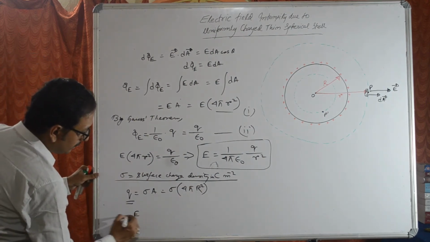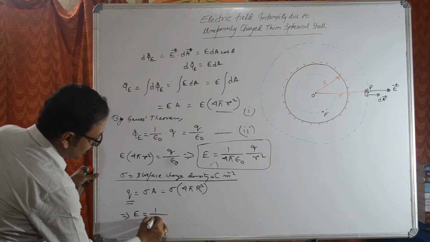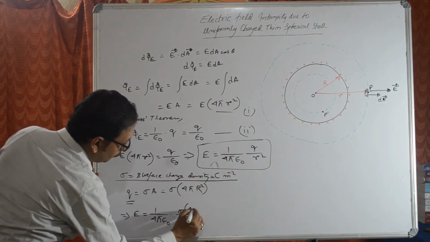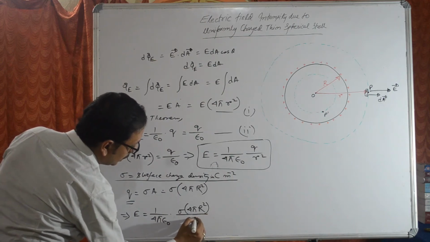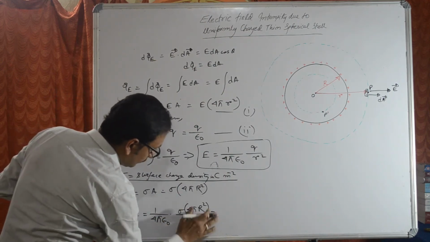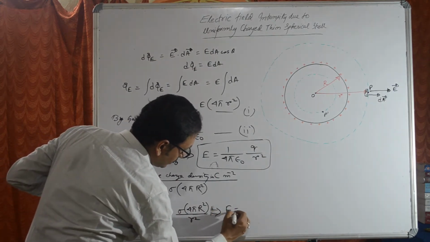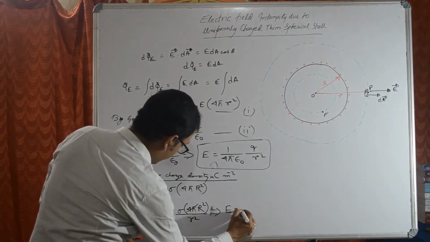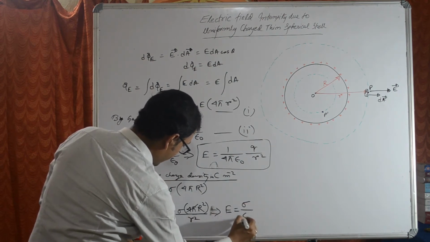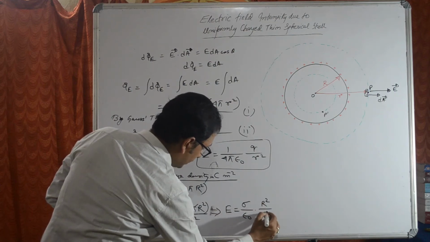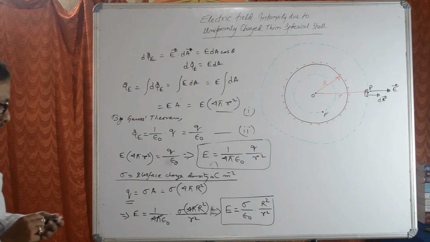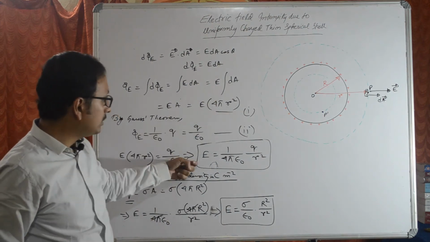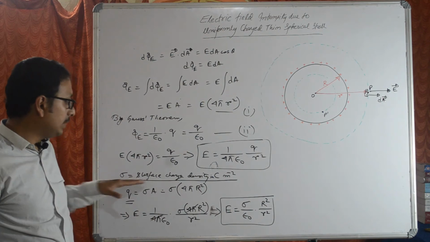Now electric field then stands as E equal to 1 by 4 pi epsilon naught into Q. This Q is substituted by the value of sigma into 4 pi capital R square, by small r square. So 4 pi gets cancelled out. E stands for sigma by epsilon naught into capital R square by small r square. So this is the other expression. So there are two expressions for this shell. One is this one, the second one is this one. Only thing we have considered sigma as a surface charge density.